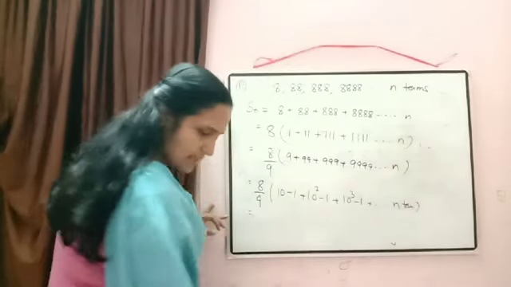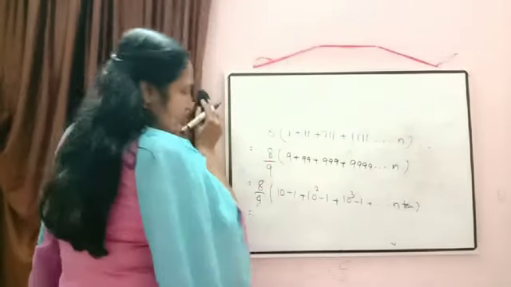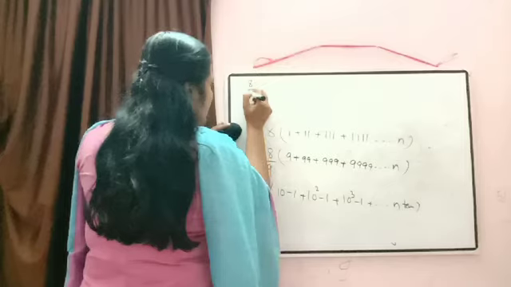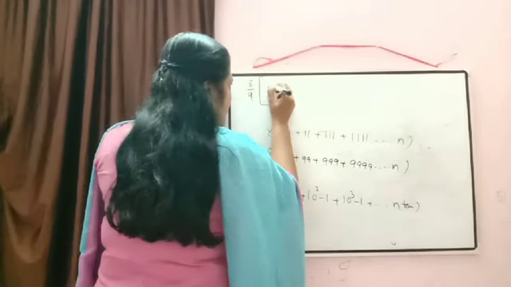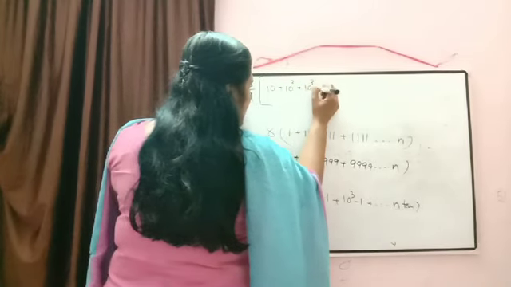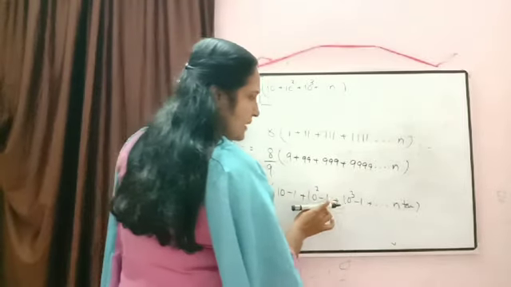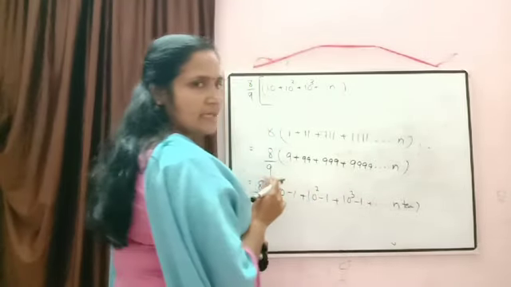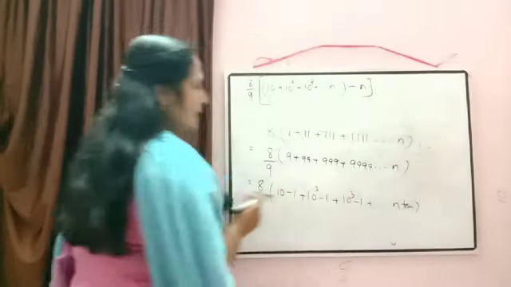Now we'll write them separately. 8 by 9 into, just write the powers of 10 separately: first we have 10 plus 10 square plus 10 cube etc. up to n terms. Now minus 1 minus 1 minus 1, added how many times? n times. So it will be equal to minus n.